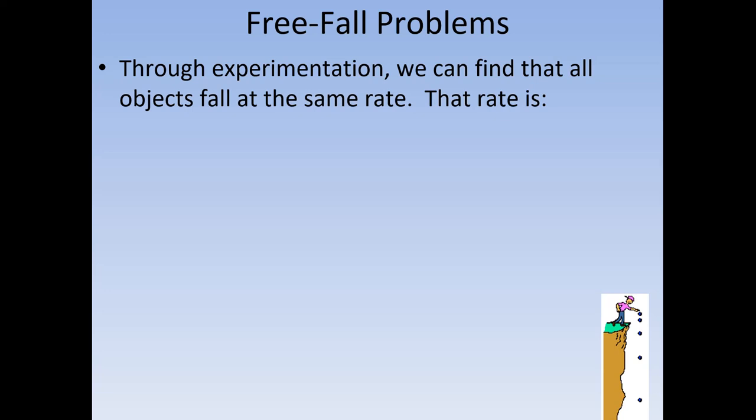Through experiments, it was found that the acceleration of gravity for all objects is 9.8 meters per second squared down. This is true for all objects regardless of mass. Many questions are going to throw mass in there as a little red herring to make it seem like it matters, but it doesn't. So all objects are going to fall at the same rate.